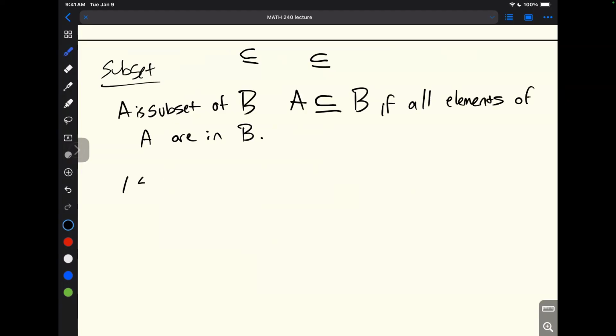So if A is 1, 2, 3, and B is the numbers 1 through 10, then all the things in A, 1, 2, and 3, are also in the set of numbers 1 through 10. And so we write A as a subset of B.